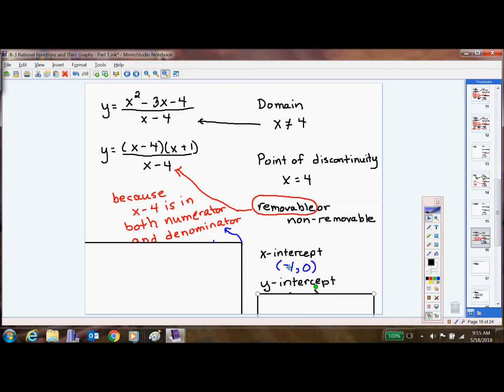And then y-intercept, y-intercept (0, 1). Marcus, a second ago, I heard you explaining to somebody an easy strategy for doing that. Can you please reiterate that?